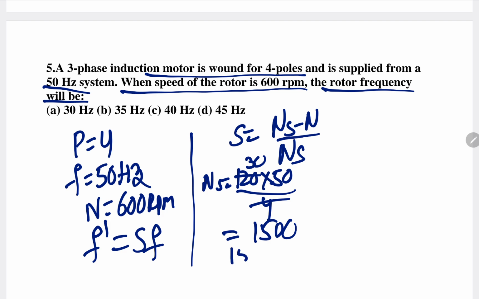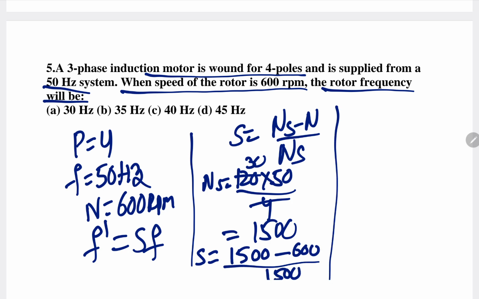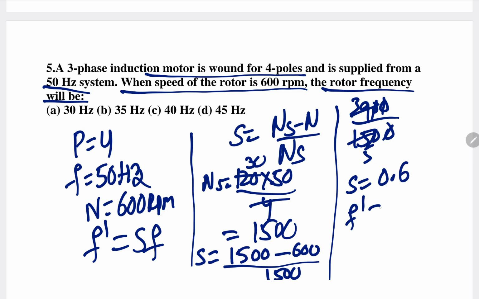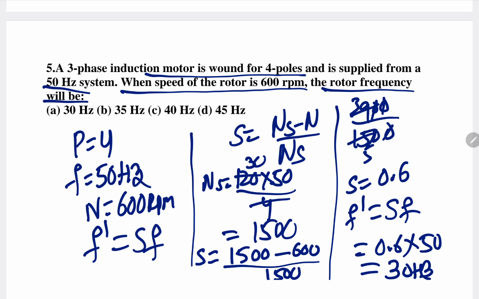So slip I'll calculate: 1500 minus 600 by 1500. So 1500 minus 600 is 900 by 1500. The zeros cancel, 3 threes are 9, 5 threes are 15, so slip is equal to 0.6. So f dash equal to s f, that is 0.6 into 50, so that is 30 hertz. So rotor frequency is 30 hertz. Answer is A.